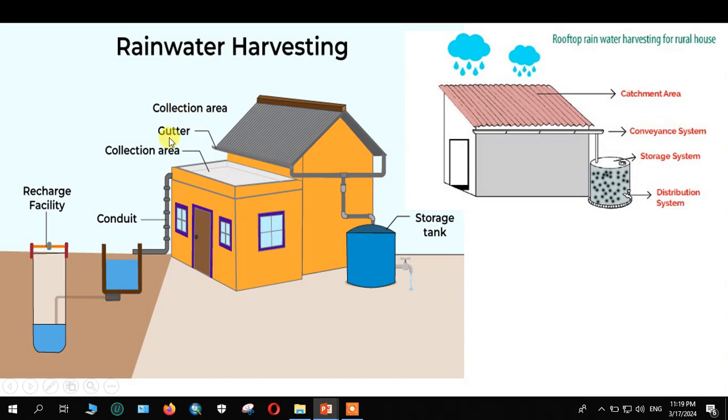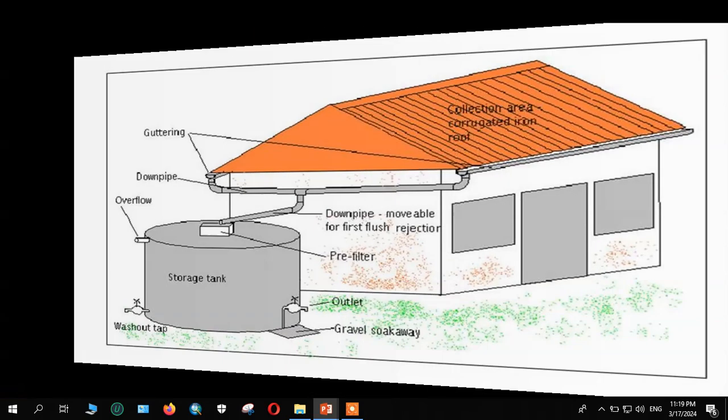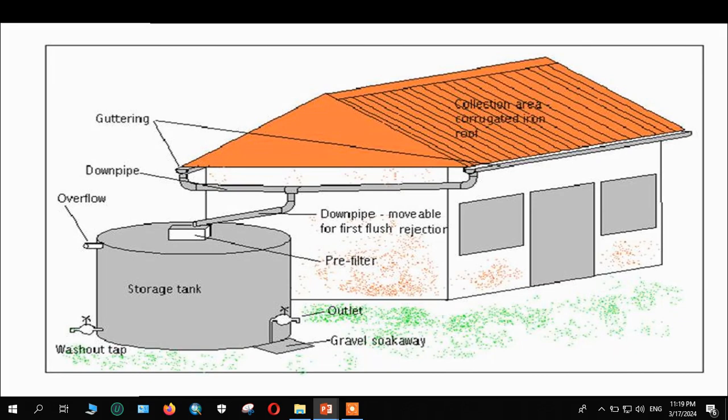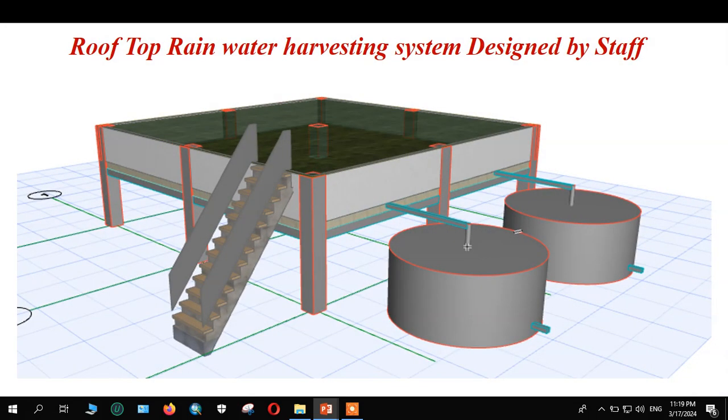Here is rooftop rainwater harvesting. There is the catchment area of a simple roof, recharge, secondary storage. This is the catchment area, conveyance system, gathering storage tank, and finally we can distribute from the storage just as a normal distribution system. Furthermore, for example, this is a roofing system, a rooftop rainwater harvest system designed by our staff.